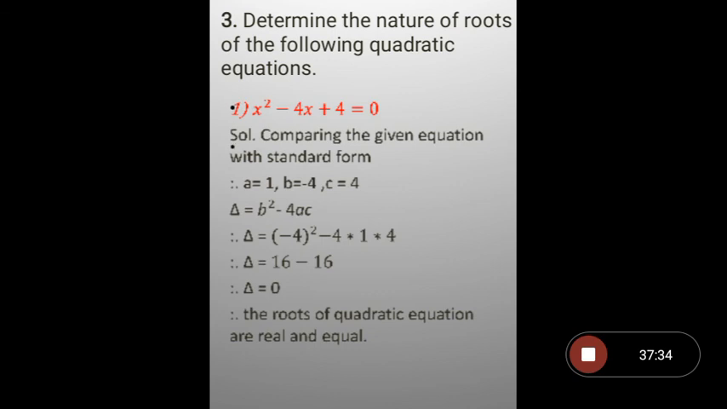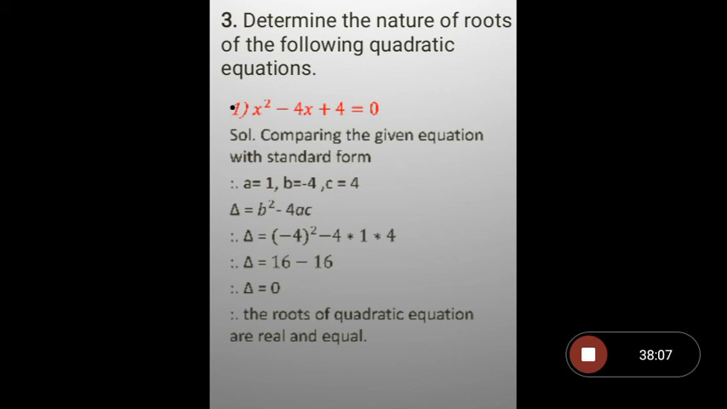Now, question number 3 of practice set 2.5. We have to determine the nature of the roots of the quadratic equation. In the previous question, we just had to find the value of discriminant. Now, in this question, we have to find the value of discriminant and check whether it is positive, negative or 0. If positive, that means roots are real and unequal. Negative, that means not real.